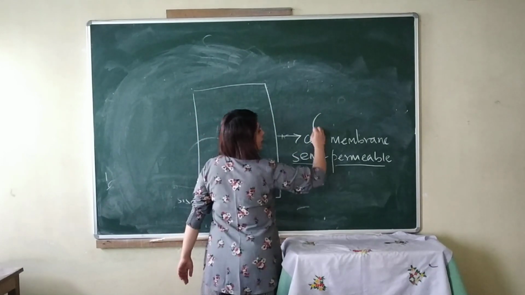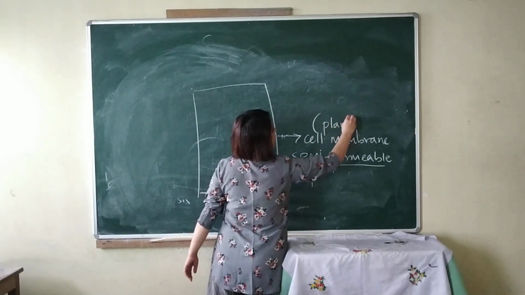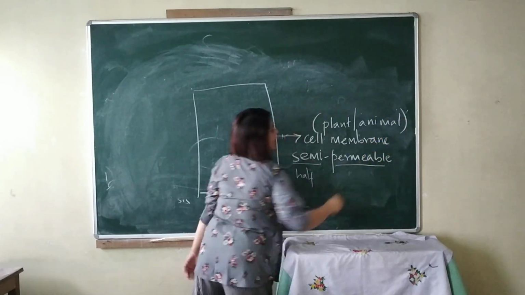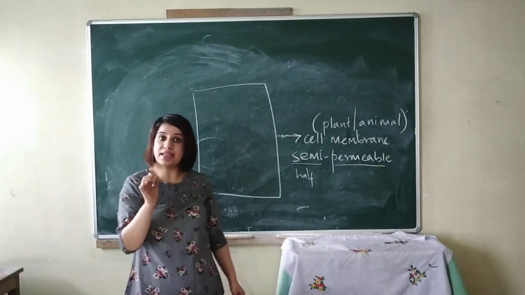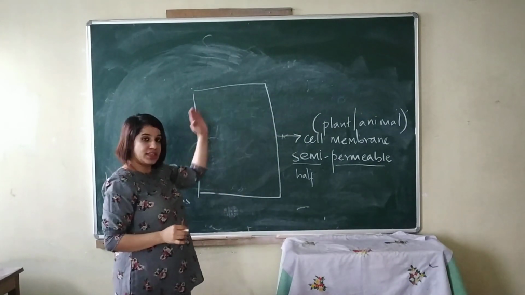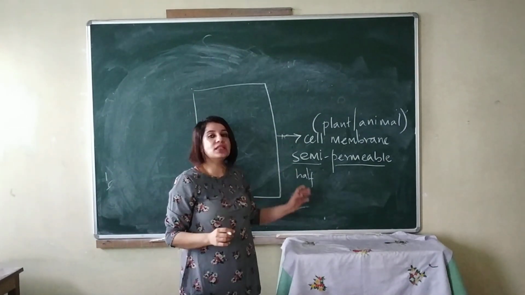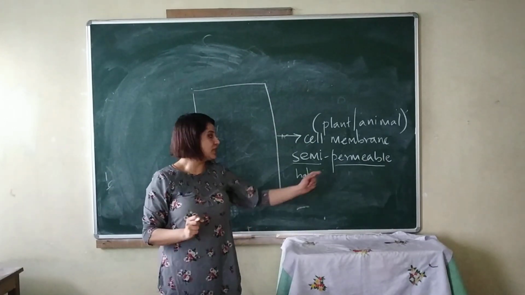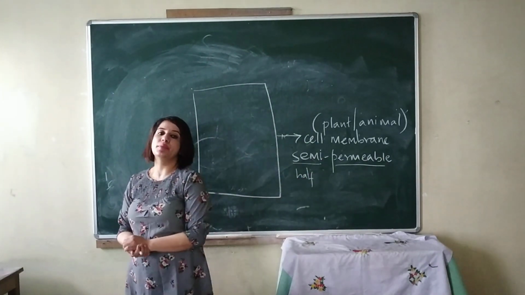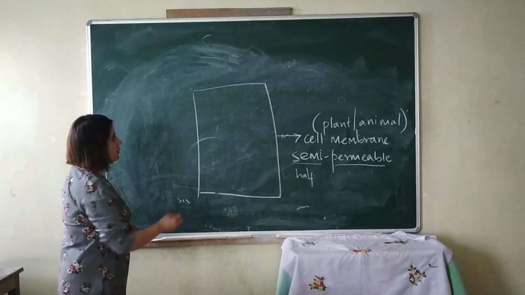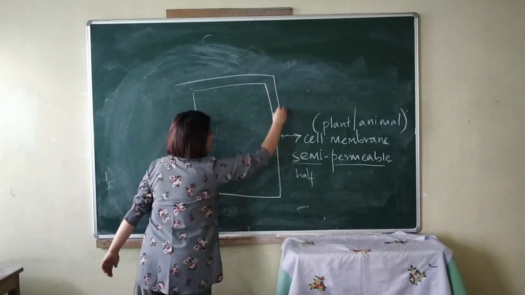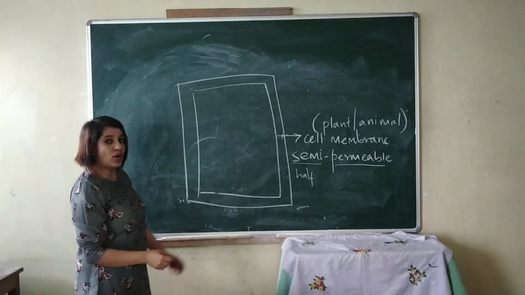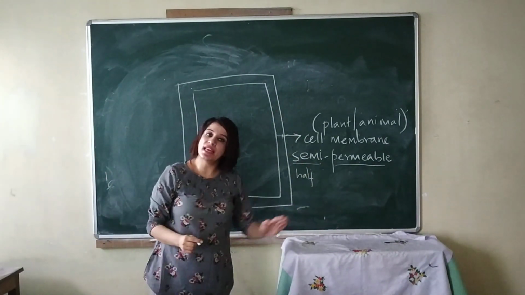Now, this cell membrane is present in both plant and animal cells. So you find the cell membrane in both plant cell and animal cell. It protects the cell. Number two, it allows only some substances to pass through it. Hence it is called a semi-permeable membrane. Now, in a plant cell, there is an additional membrane or wall outside the cell membrane.